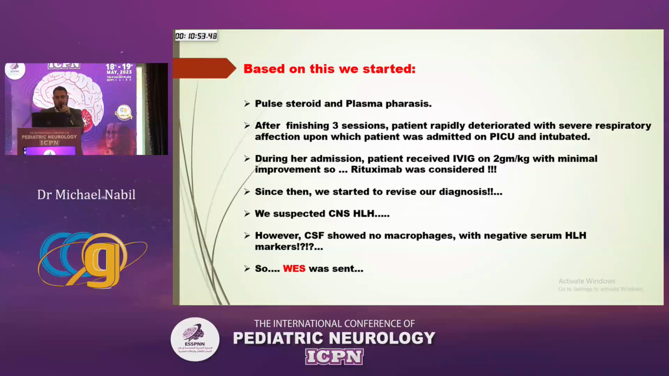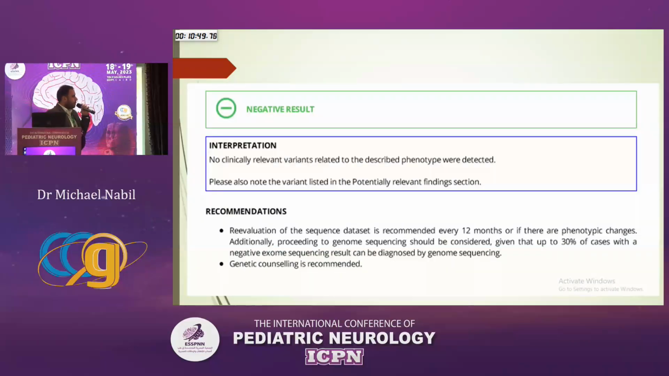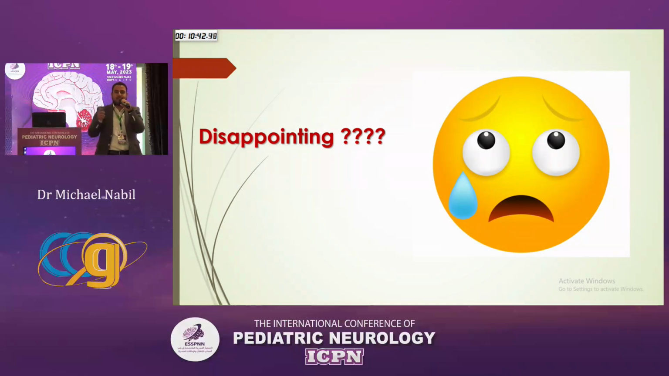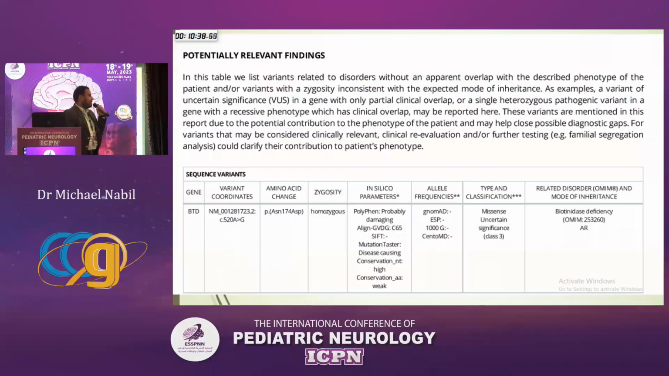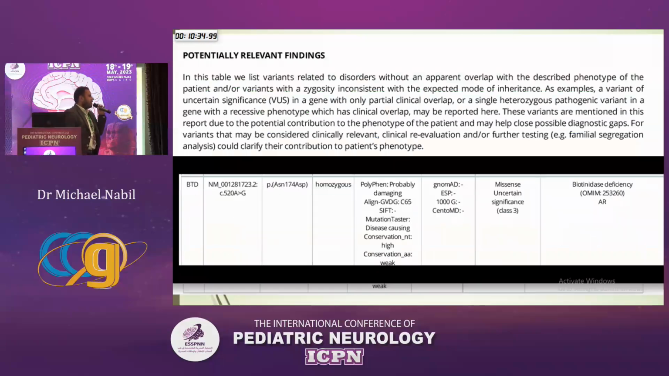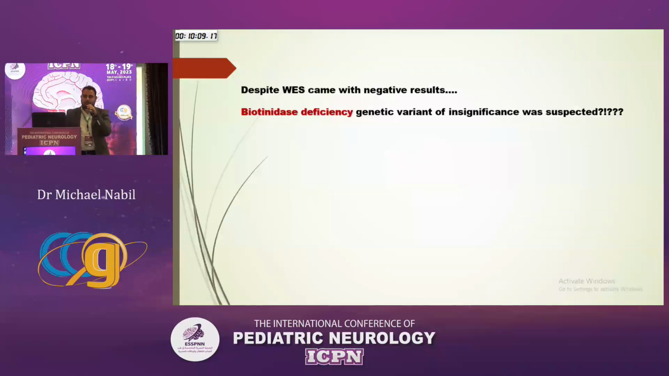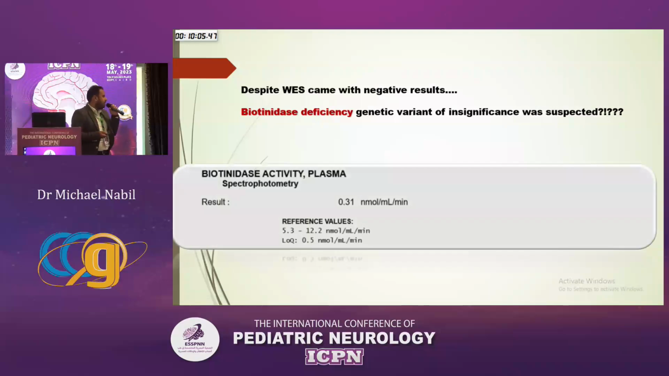The whole exome sequencing was sent, but unfortunately it came back with negative results, and this was so disappointing. However, on the next page of the whole exome sequencing report, we found this note: the patient has a mutation of biotinidase deficiency, which was very strange, as the presentation, the neuroimaging and the clinical history of the patient go with an autoimmune process, mostly neuromyelitis optica. However, the whole exome sequencing showed us that this patient might be a case of biotinidase deficiency. Based on this, we did the biotinidase level, which was very low, 0.3, and normal is from 5.3 to 12.2.